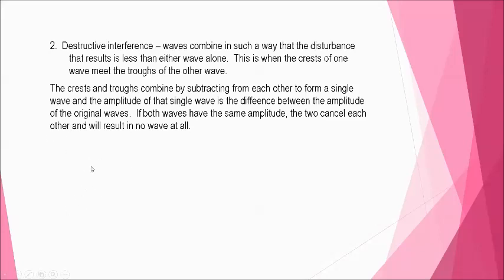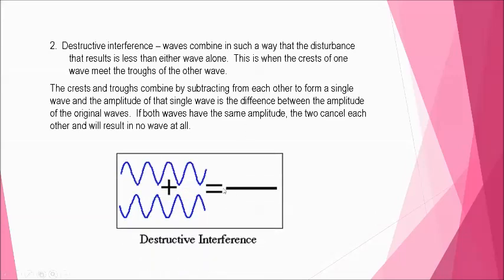So here, the crest and trough combine by subtracting from each other to form a single wave. So their amplitudes, you subtract. And whatever the difference is, that would be the resulting amplitude of the resulting single wave. So again, it looks like this.